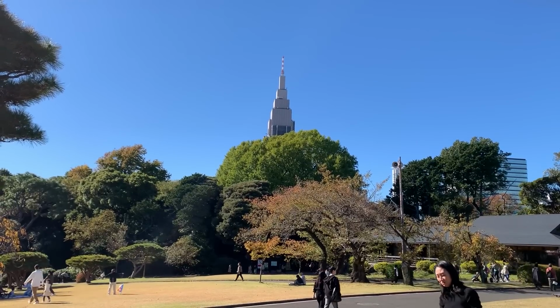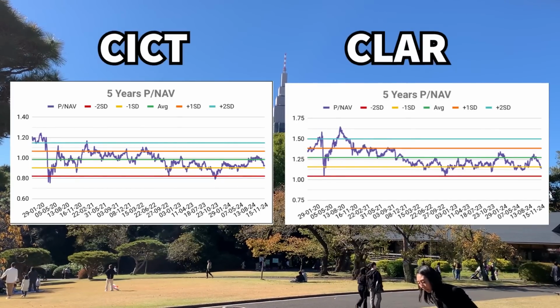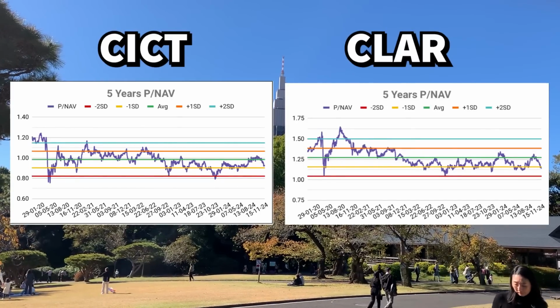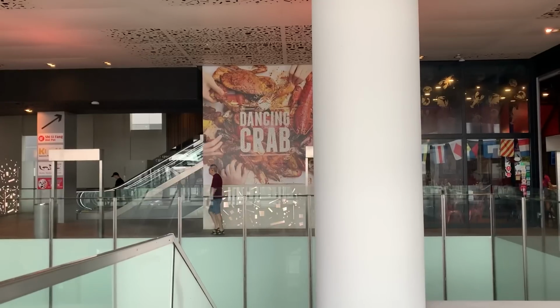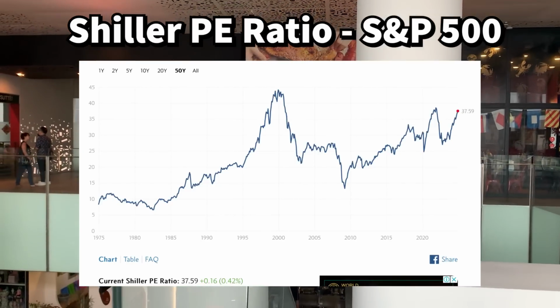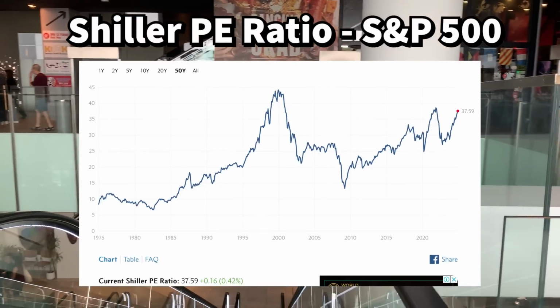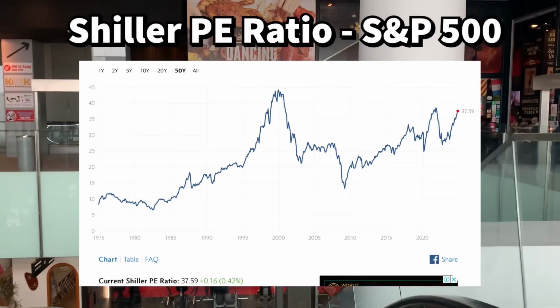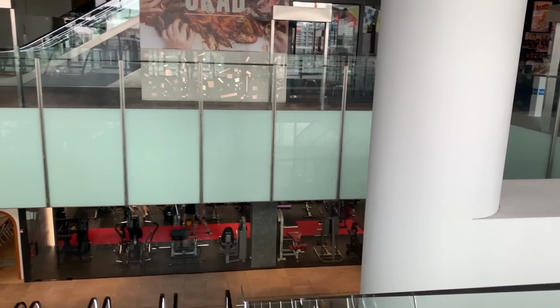Now, you might be wondering, aren't REIT valuations still near historical lows, whether we're looking at price to net asset value or dividend yields? Well, I'm referring to the high valuations in the U.S. stock market as measured by the Shiller PE ratio. Because the U.S. market often sets the tone for global financial markets, including our Singapore REITs and dividend stocks, if the U.S. market falters, the ripple effects will be felt globally.